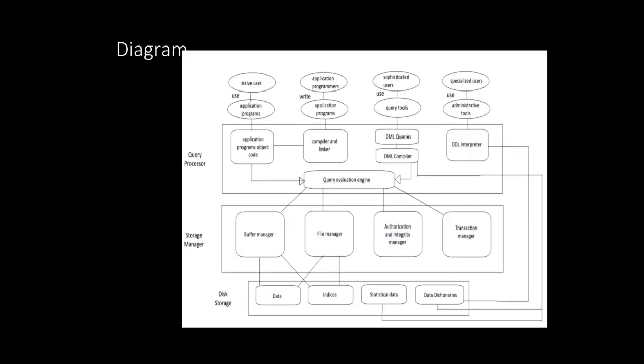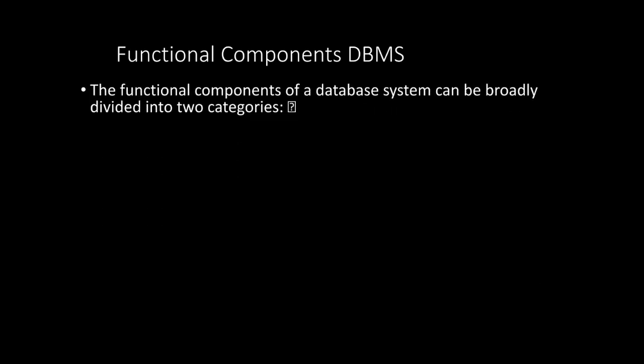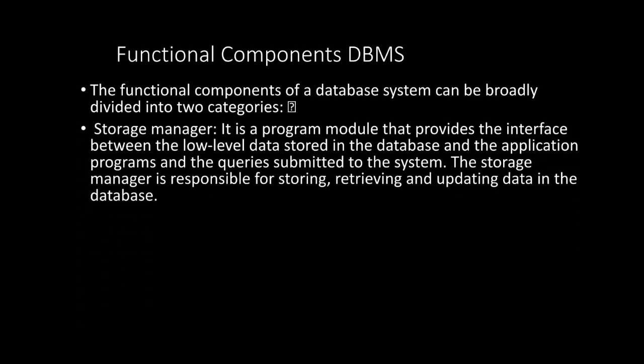So now let us jump on to the other two parts, that is the query processor and storage manager, including the disk storage. So here it is. Functional components of DBMS. This is how you have to write. The functional components of database system can be broadly divided into two categories, as I said. First is the storage manager. So this storage manager is actually an interface between the query processor and disk storage. You can say this is an interface. And what does this do? It is involved in storing, retrieving, and updating the data.